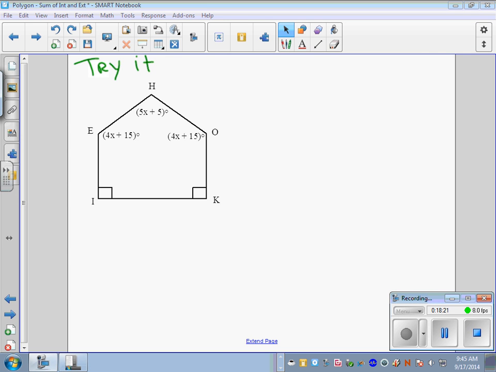I'll just add to that, if you're still here, that those boxes equal 90-degree angles. So don't forget to include those angles. Those are part of it.